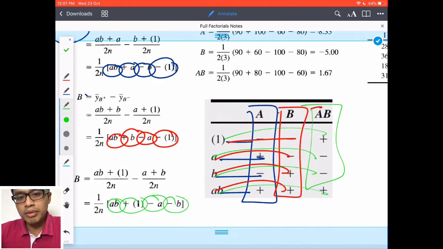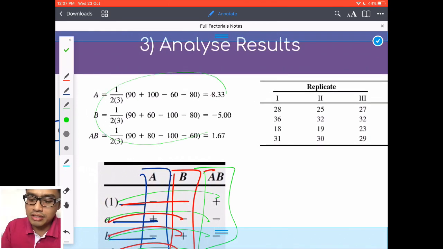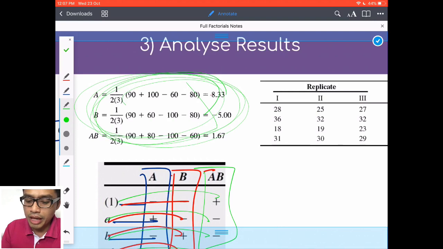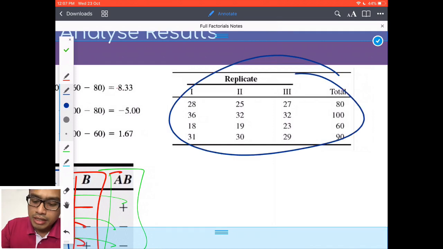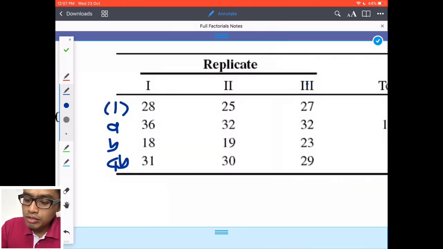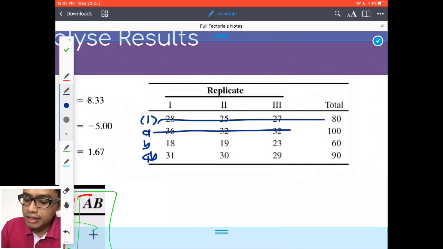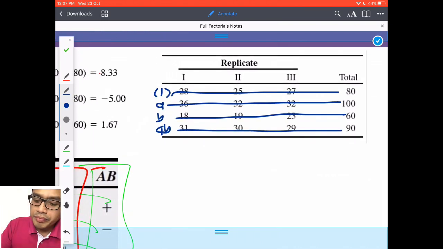I will not give you this AB plus in this form. I'll just give you this table. You have to derive the equation yourself. That's the fun part of it. Alright, so you need to replace all these positive, negative into these. You see this one, the one I'm circling now? Into that one. How do we do that? So the replicate totals here are actually coded as such: 1, A, B, AB. So 1 belongs to the total of 80, then 100, and B is 60, AB is 90.